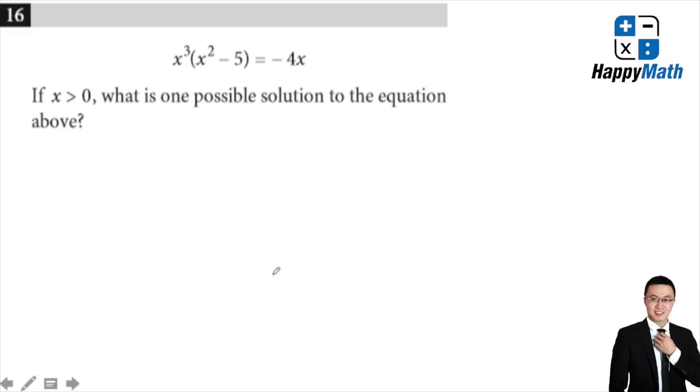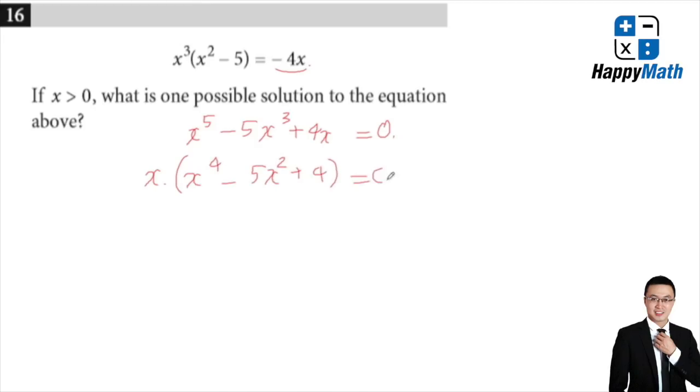Question 16. x greater than 0, what is a possible solution of the equation above? In the first step, I will expand this equation. Change the sign of the minus 4. So take x outside by factorizing. And one factor is x, which means x can be equal to 0, but the question asks for x greater than 0, so x cannot be equal to 0. I cancel x here, and just take the remainder.